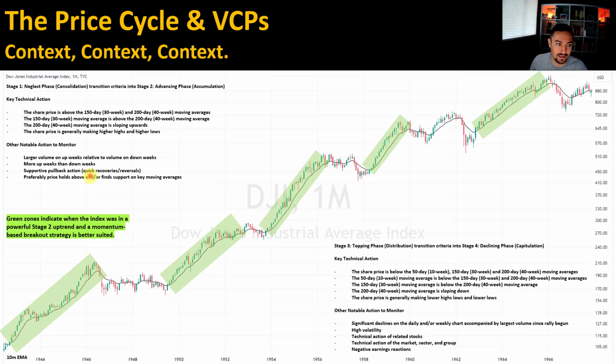Supportive pullback action, so you're looking for quick recoveries, quick reversals. So as the stock is pulling back, or the index is pulling back, ideally you would like to see just low volatility, low volume, and respecting certain moving averages. I'll teach you about that a little bit later. Preferably price holds above and/or finds support on key moving averages.